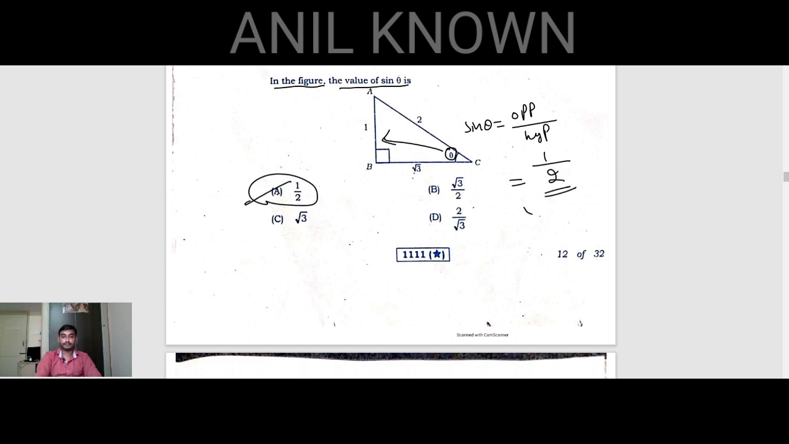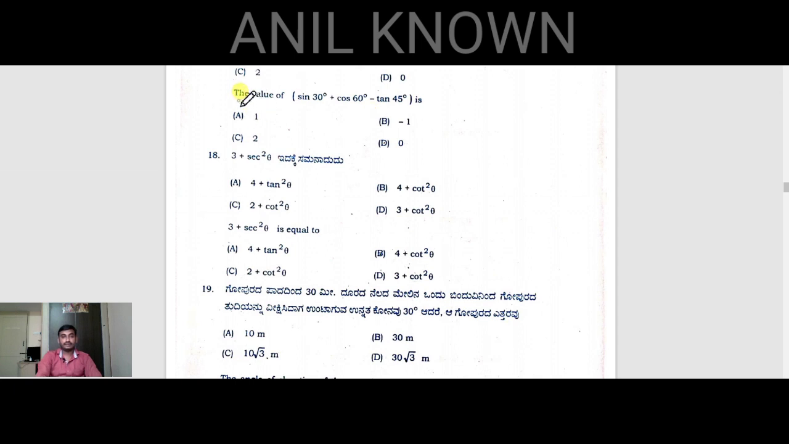That is option A. The 17th question, the value of sin 30 degree plus cos 60 degree minus tan 45 degree is. Very simple, sin 30 is 1 by 2 plus cos 60 is 1 by 2 minus tan 45 is 1. Half plus half is 1, minus 1, that is equal to 0. The answer is option D, 0.